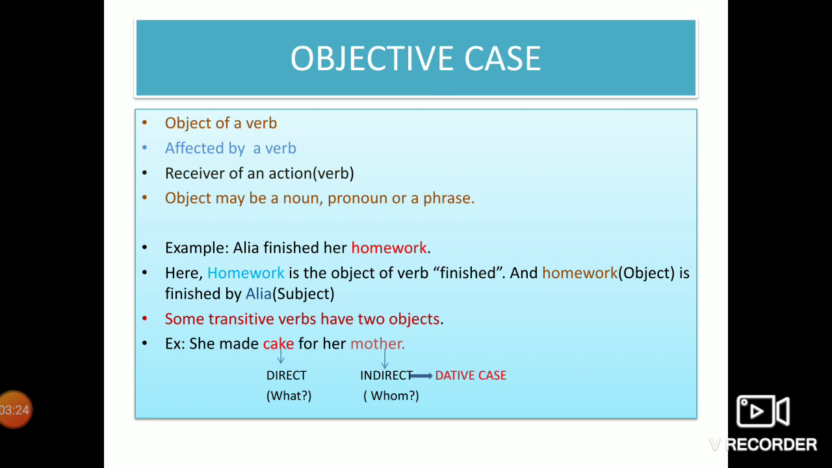And if it is giving the answer of the question whom, it means this is indirect object. For instance, for whom did she make a cake? She made cake for her mother. So here mother is giving the answer of the question whom. So whom here is indirect object, and indirect object is also known as dative case of a noun.